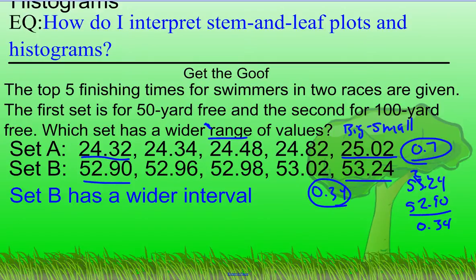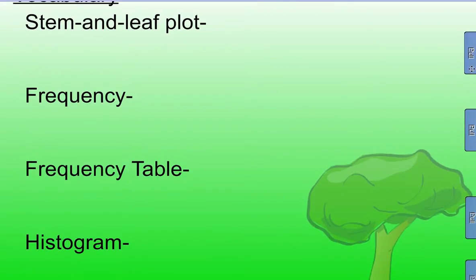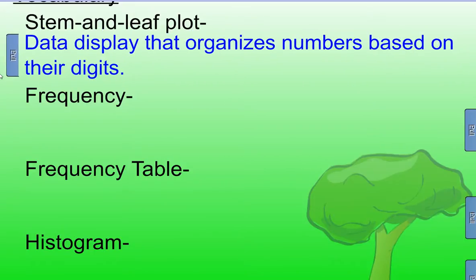We've got a couple vocabulary words here, 4 of them to be exact. The first is a stem and leaf plot. Now, a stem and leaf plot displays data and organizes it based off their digits. Really, it's just a little bit simpler way to organize numbers. It's not a bar graph, it's not a scatter plot. It's just a way, if you have a set of numbers, to represent it in a more compact way, a little bit easier to understand and organize.